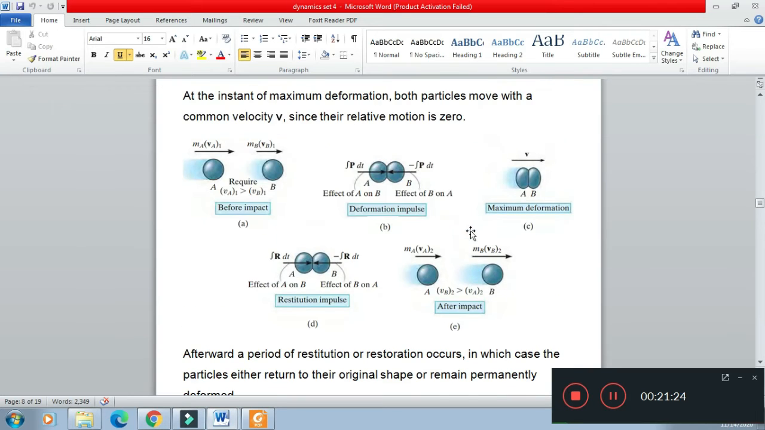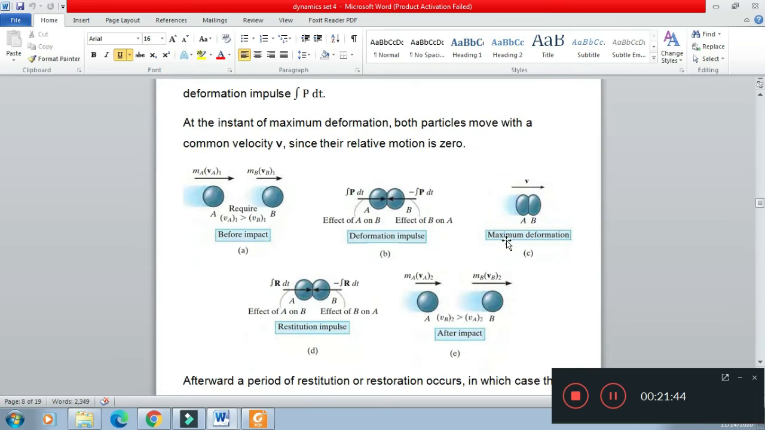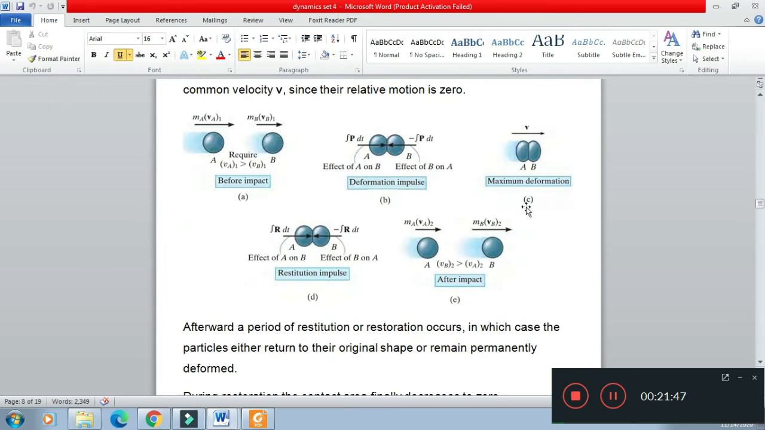So there are 5 phases during the impact process. There is deformation impulse in the deformation phase, there is restitution impulse in the restoration phase, and in the middle we have the maximum deformation and a common velocity with which the two balls are moving.